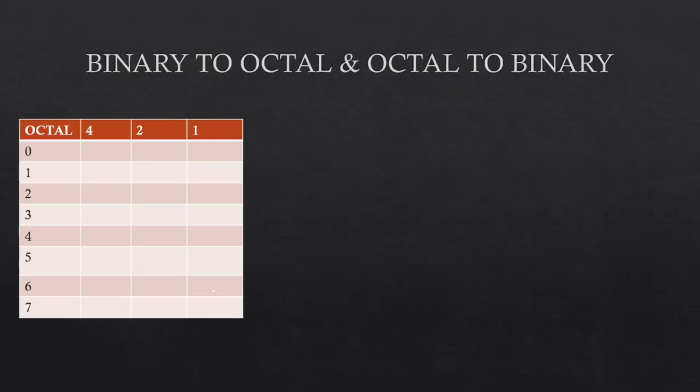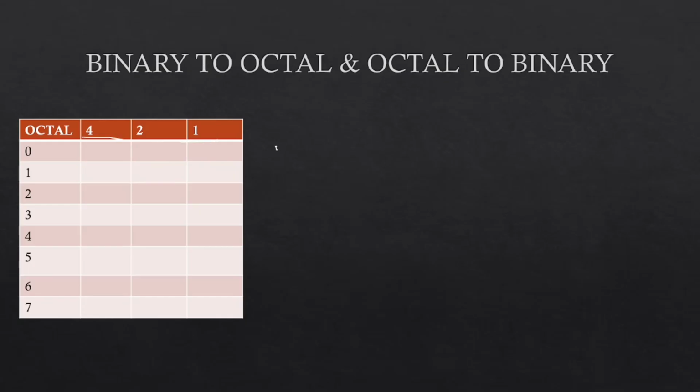So what is the meaning of 4 to 1? Whatever the octal numbers are, octal numbers are from 0 to 7, we are going to write the 3-bit code, that is nothing but the binary equivalent. Now, why do I have to take only 4, 2, 1? I'll tell you the reason.